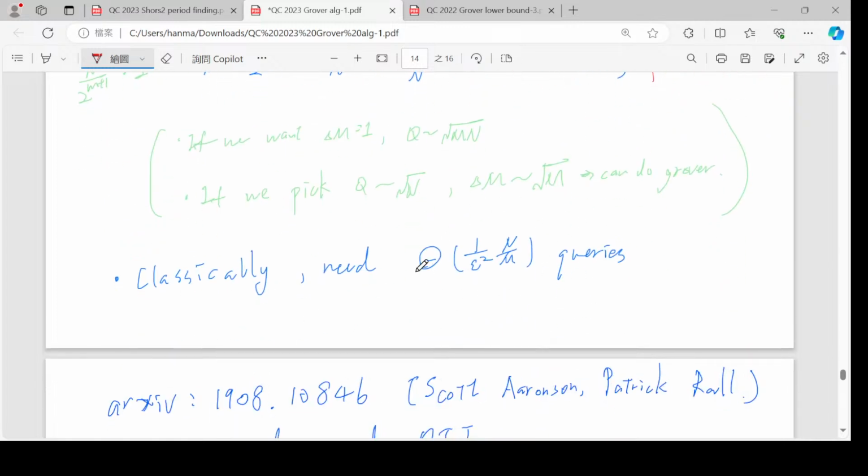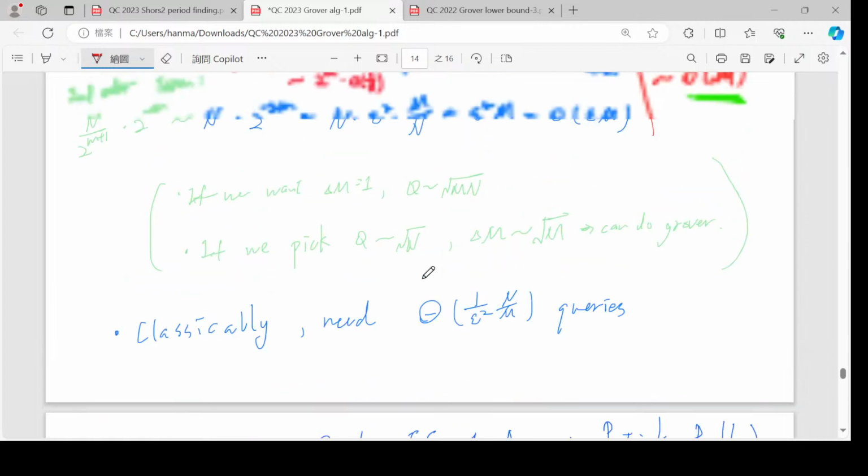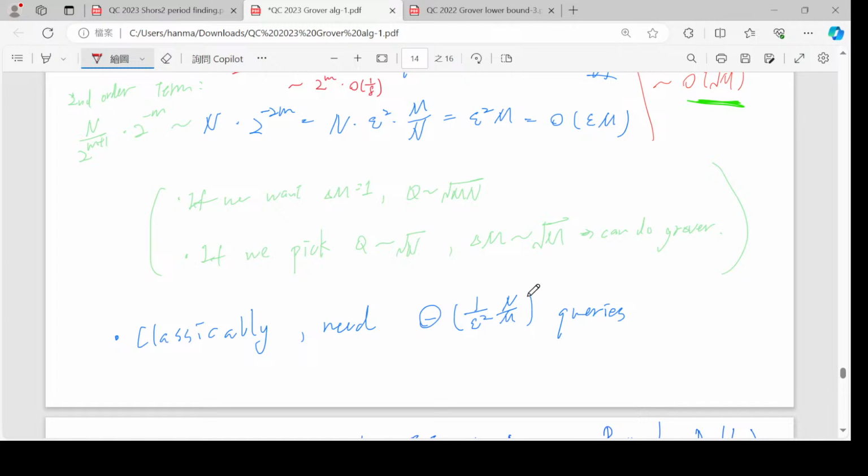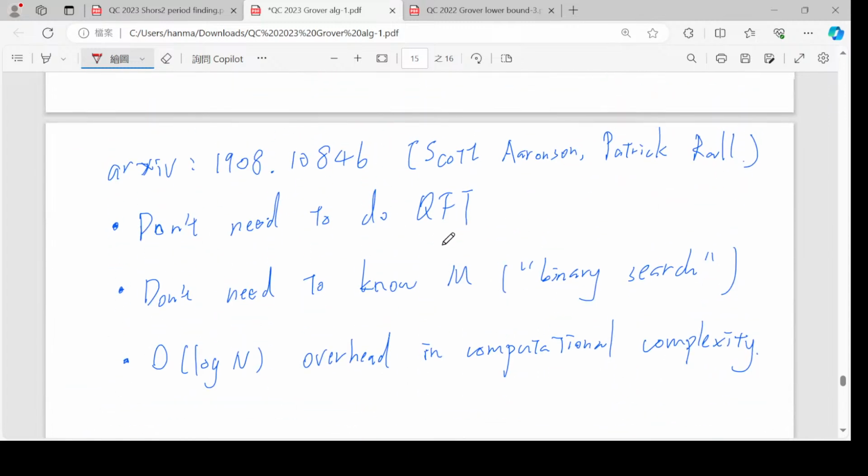Okay. So classically, you can prove that if you want this epsilon relative error, then you need 1 over epsilon square n over m queries. Okay. And then finally, there is this recent research. I guess not so recent anymore. It's about 4 years ago.